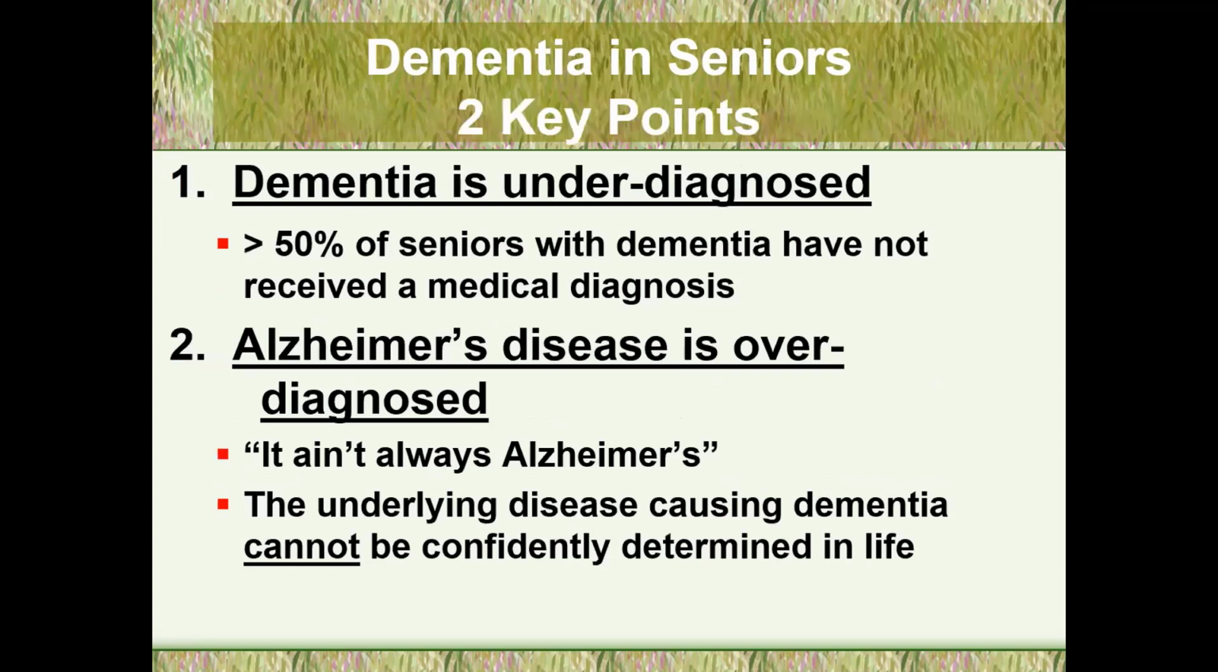Two key points about dementia in seniors. Number one, dementia is underdiagnosed. Over half of older adults who have dementia have not received a medical diagnosis. Part of this is ageism.